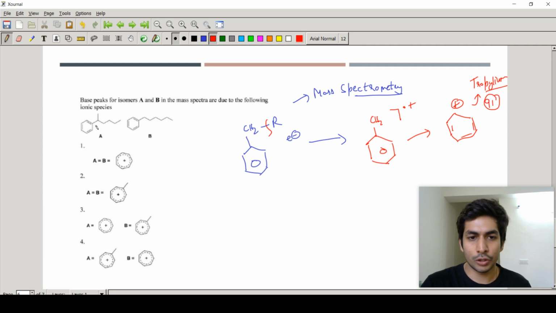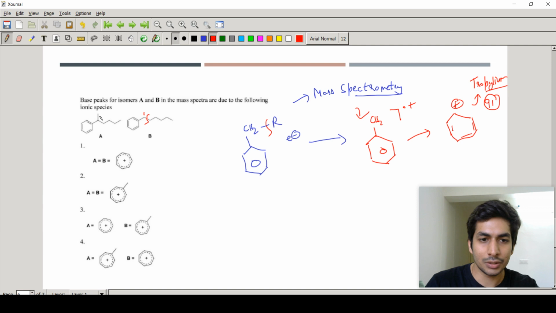Now both these molecules are very similar, but the only difference is, in the B molecule, the cleavage will take place over here. So you will get the tropylium ion because a radical cation will be formed similar to this one, and then it will lead to the formation of tropylium ion. But in B, what will happen is this will cleave.